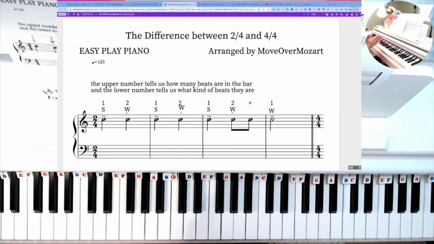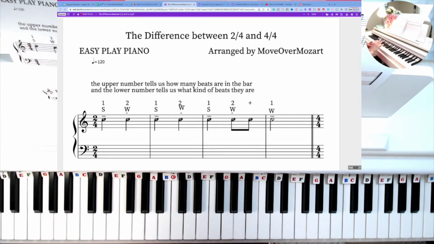The next thing that we're going to look at in this process of understanding the difference, we're going to stick with the 2/4. We're going to look at how we're going to show the difference between the strong beat and the weak beat. But first, I'm going to play it for you, and I'm just going to say the counting numbers. So it's going to sound like this: 1, 2, 1, 2, 1, 2, and 1, 2.